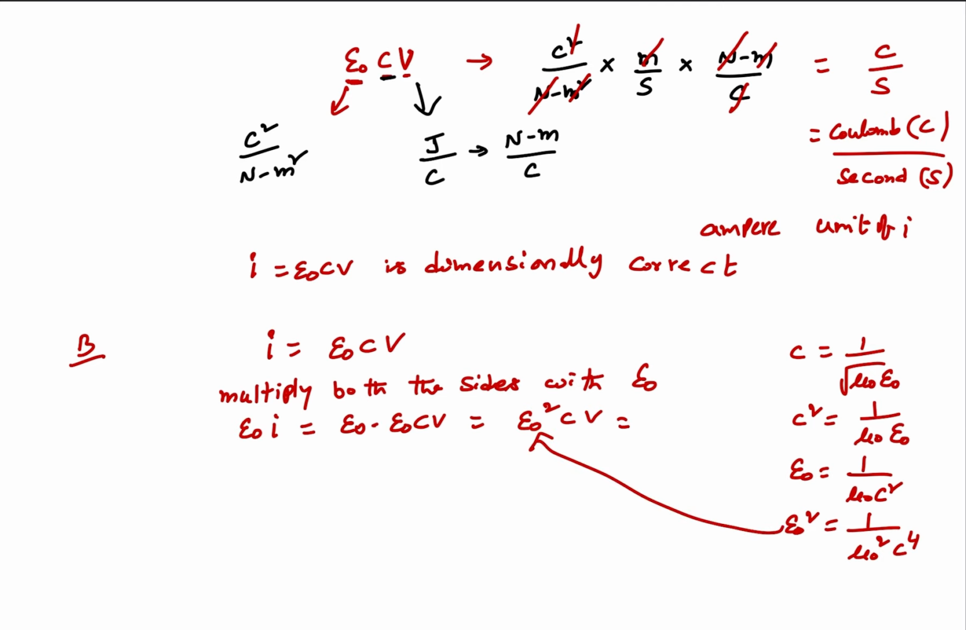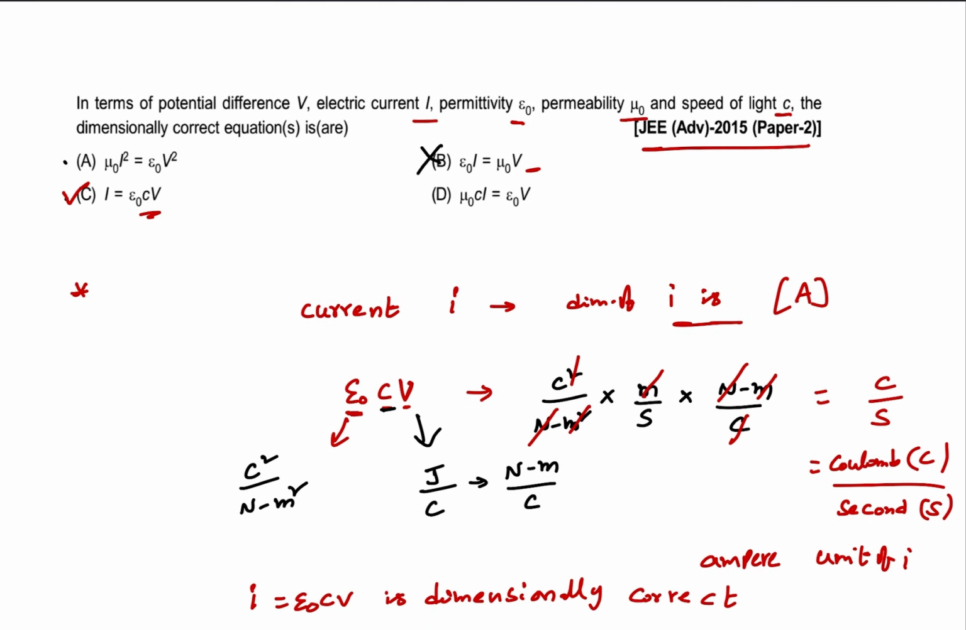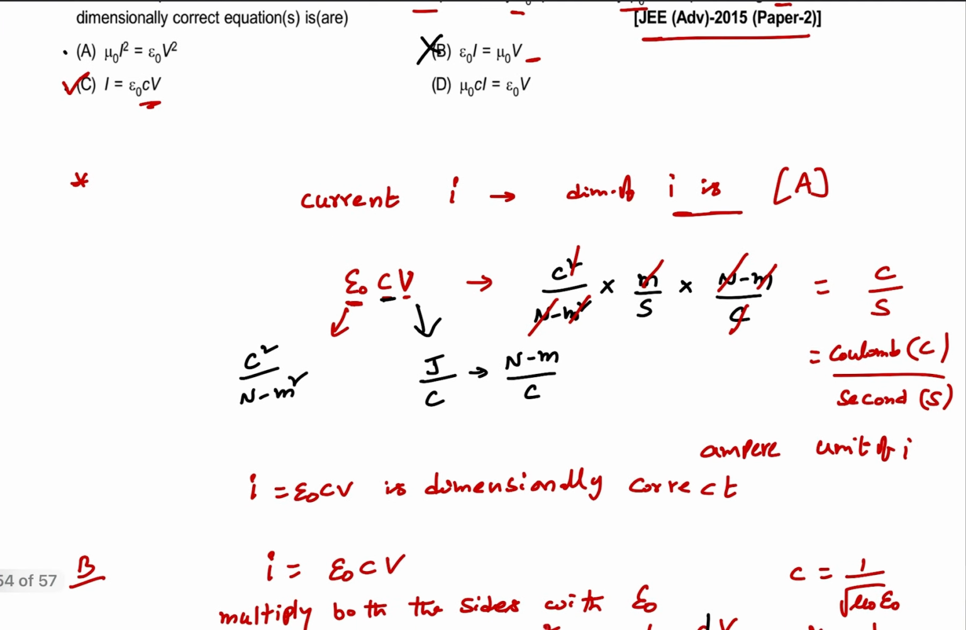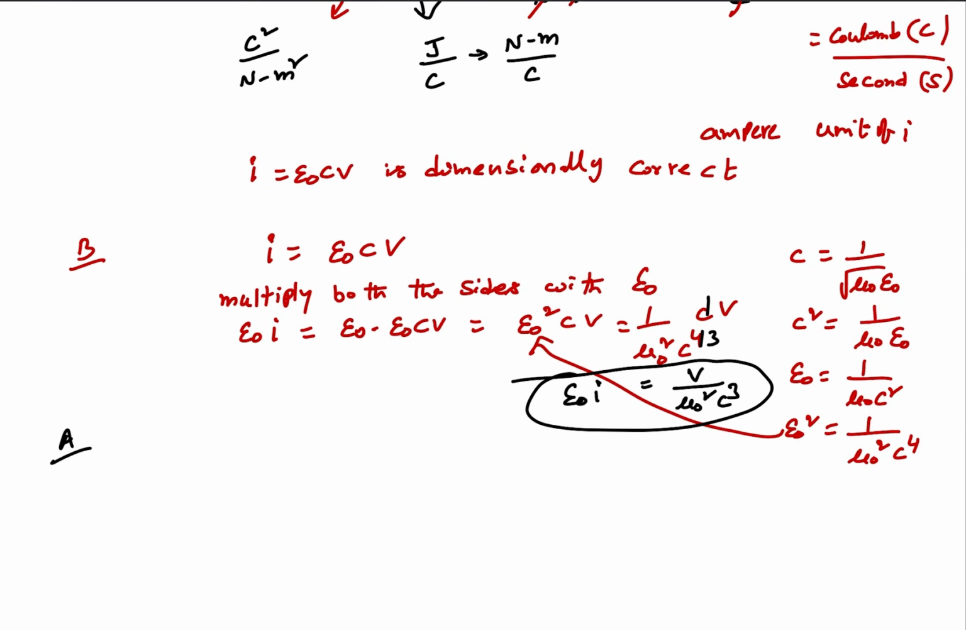If I write epsilon naught square, it is 1 by mu naught square C to the power of 4. Substituting this value, I get 1 by mu naught square C to the power of 4 into C into V. So finally C one time and three times will be there, and I get V divided by mu naught square into C cube equal to epsilon naught I. But the option given is mu naught into V. That is wrong.